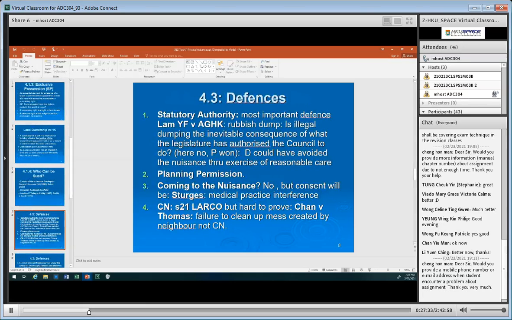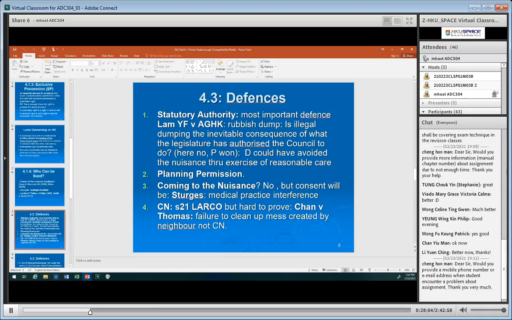Watch out for defences. Okay, so this could be relevant to your assignment question 2. Remember, the main defence to private nuisance will be statutory authority or planning permission. Pretty well the same thing, anyway. It's authorised by the government. And statutory authority is the most important defence, and it is a total defence. Important to note, it is a total defence. Okay.